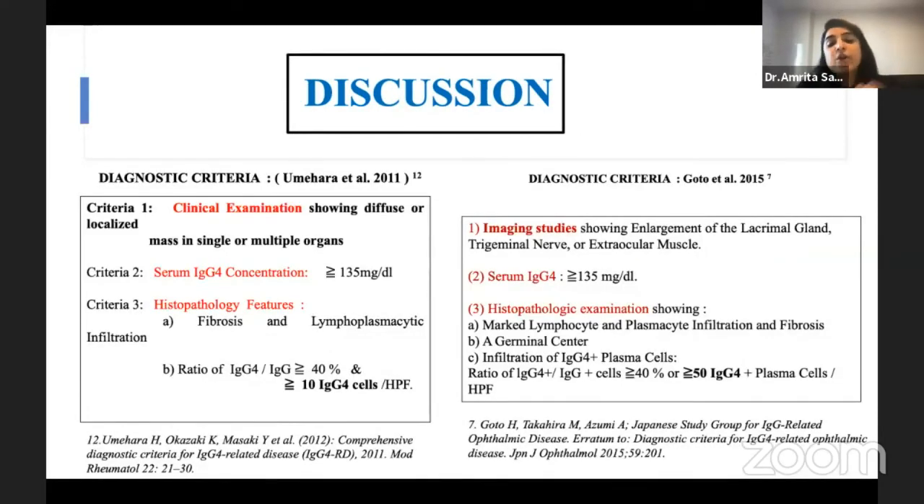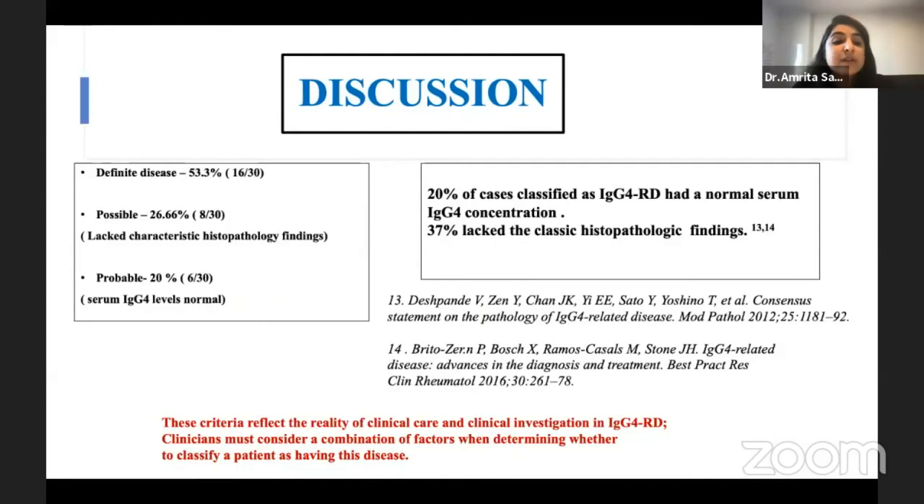Earlier, we used the criteria of Umehara et al., where clinical examination was given importance, and histopathologically, more than 10 IgG4 cells were enough to make the diagnosis. But we shifted to the more specific criteria given by Goto et al., where imaging studies were given importance. Pathologically, IgG4 cells had to be more than 50 to make the diagnosis. Also, the definite disease was 53%, but possible disease was only 26%. That means 26% lacked the histopathology findings, and 20% had normal serum IgG4 levels.